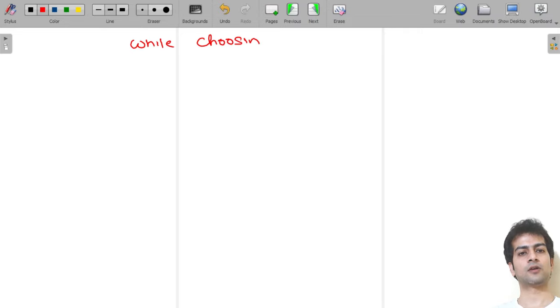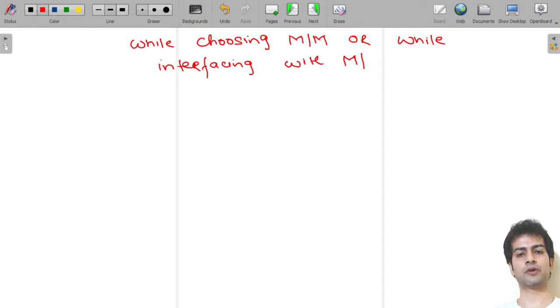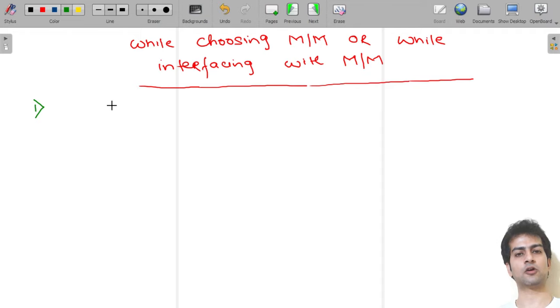While choosing memory, or I can write it like this, while interfacing with memory, three things are important for a memory to get selected or not.